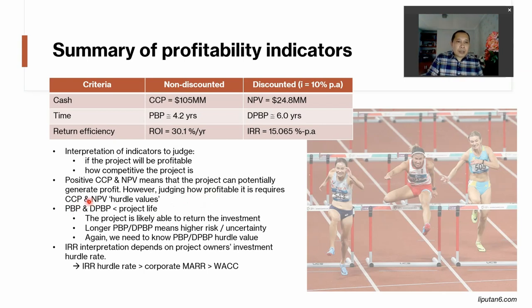And then let's take a look at the PPP and DPPP, or discounted payback period. So both of these numbers are less than the project life. So this means that the project is likely able to return our investment. Lastly, IRR. Okay, so the interpretation of this number really depends on the project owner's investment hurdle rate. And this IRR hurdle rate has to be higher than the corporate minimum acceptable rate of return, or MARR, and the MARR has to be higher than the WACC, or the cost of capital of the investors.